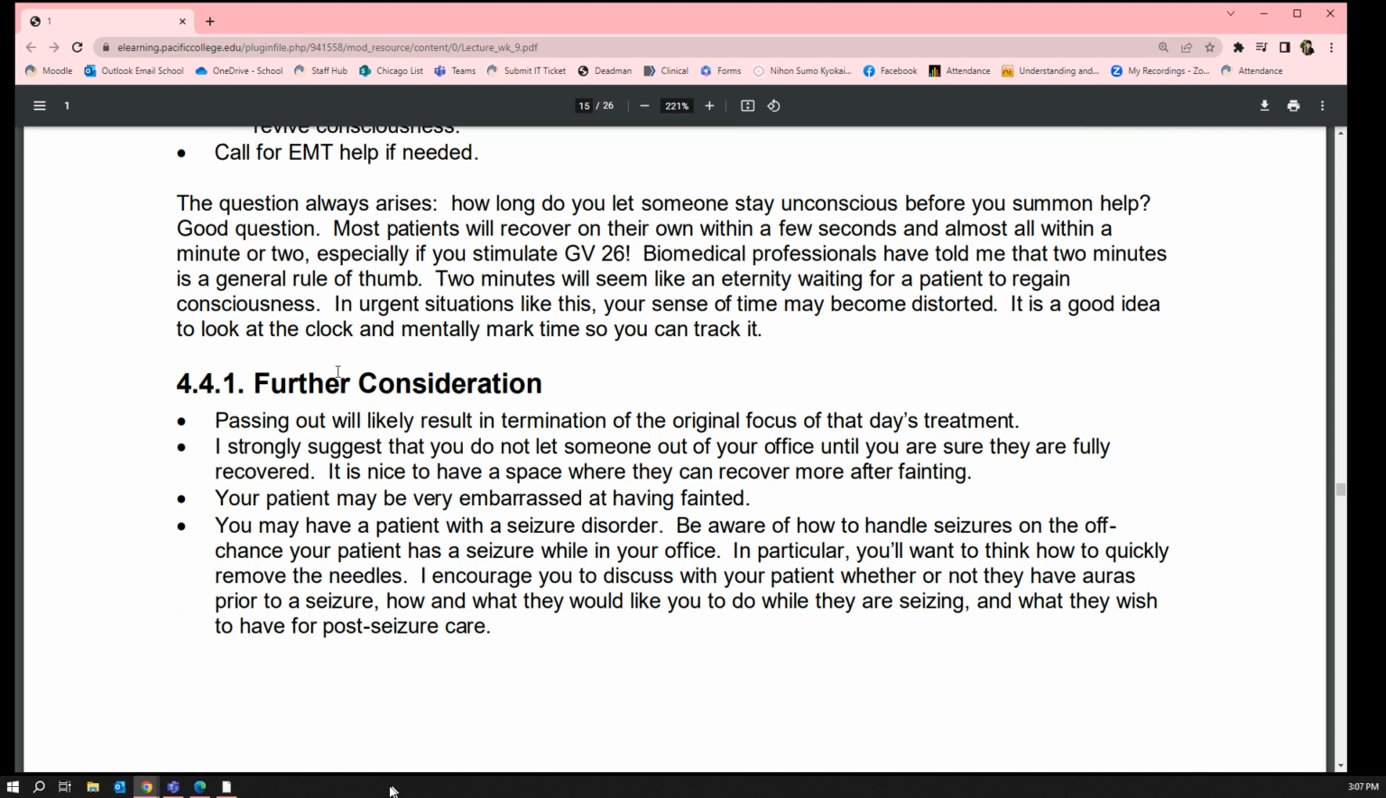Further consideration here, I want to go through these. Passing out will likely result in termination of the original focus of that day's treatment. So I would strongly suggest if this happens, do not try to continue the treatment. I strongly suggest that you do not let someone out of your office until you are sure they are fully recovered. Make sure you give the person space to recover more after fainting.